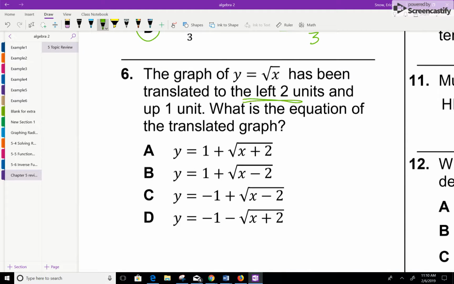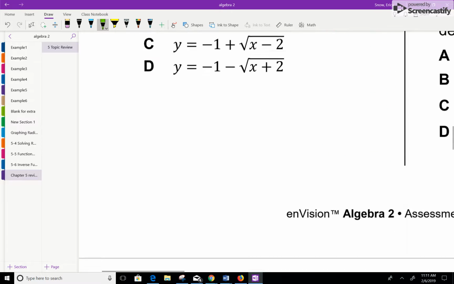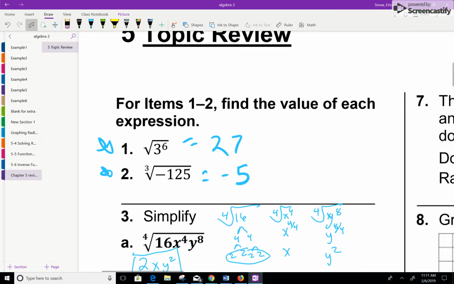Okay, this is just a translation problem. So we're going left 2. Left 2 means that we're going to add 2, and up 1, so +1, or 1 plus x plus 2. That's number 6.